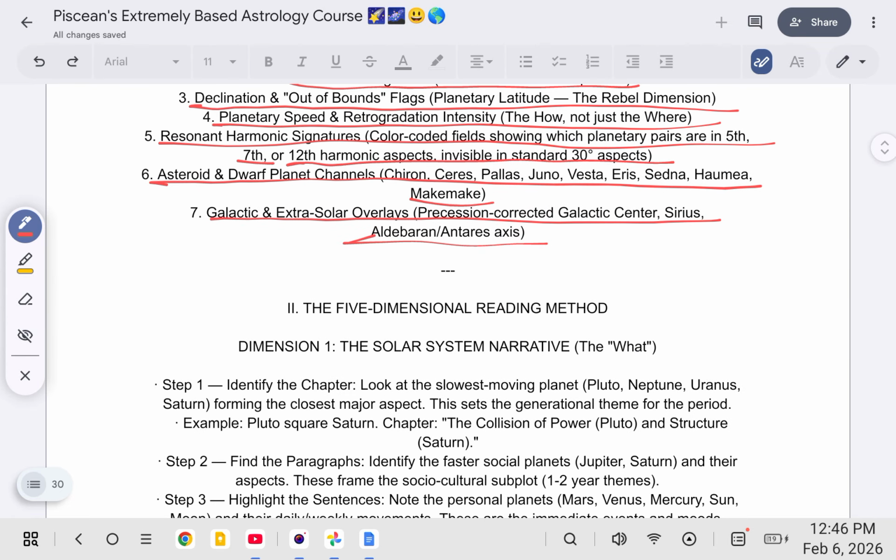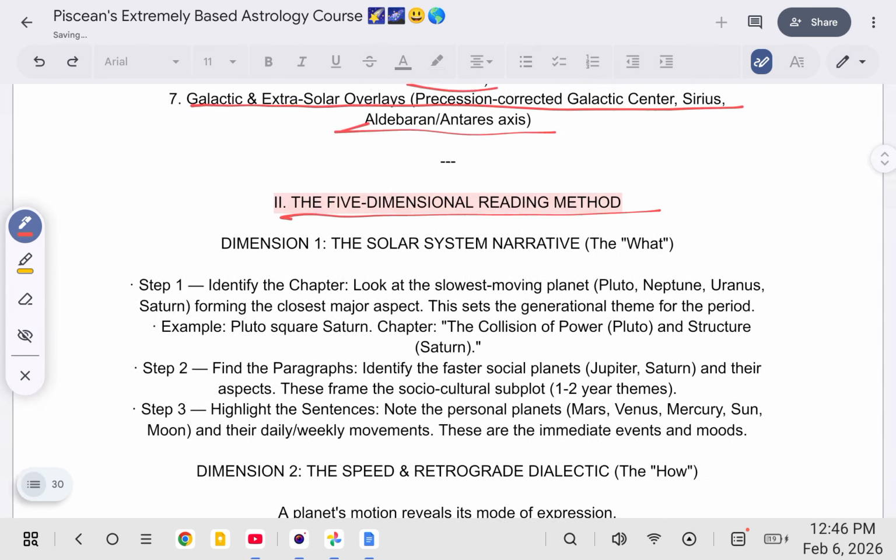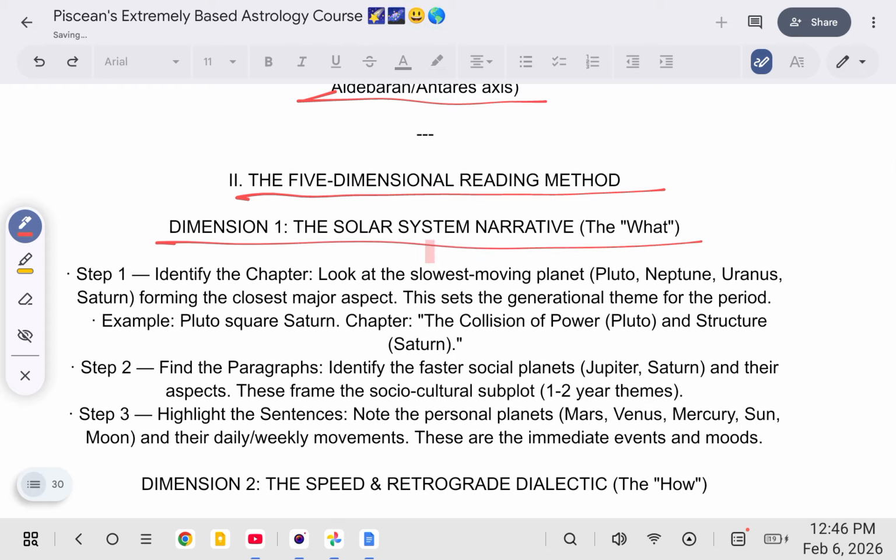Okay, so now let's look at our 5-dimensional reading method. So the first dimension is the solar system narrative, the what. Using 3 steps, we identify the chapter, we find the paragraphs, and we highlight the sentences.